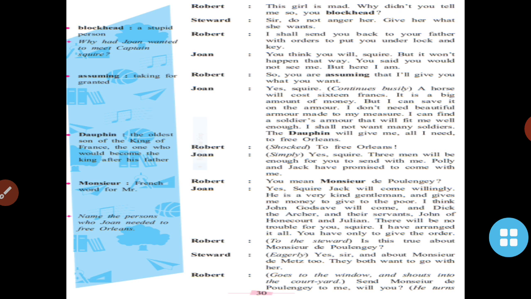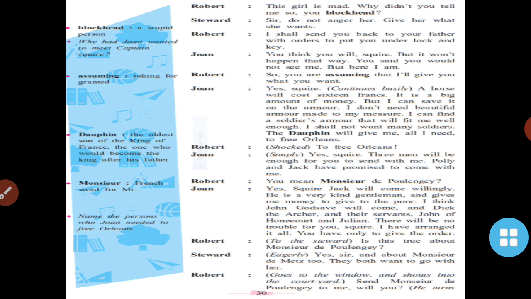Okay. So here again John, the lady who is 17 or 18 years old, is asking Robert to see. She doesn't want a nice armor to wear. She is saying any soldier's armor that can fit, I can take it and I will wear it. Now Robert is shocked here.